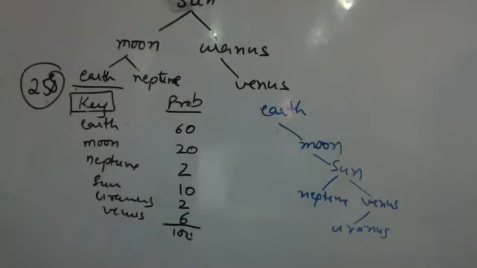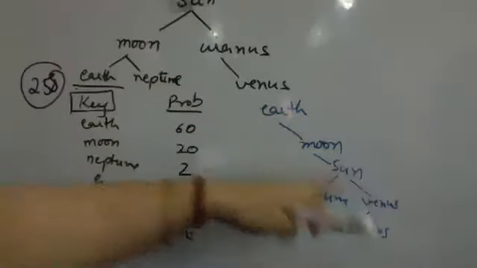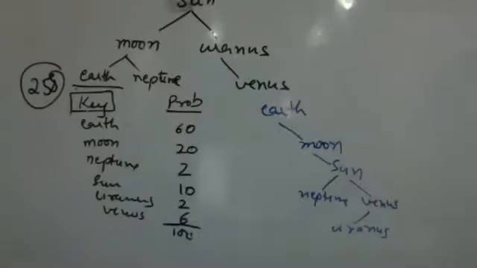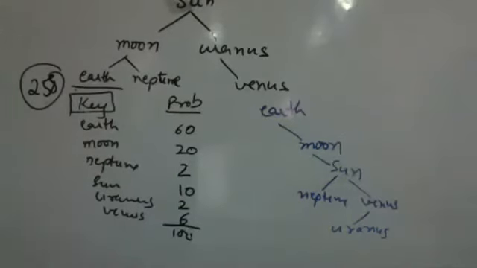So now the number of levels has increased from 3 to 5. The number of levels has certainly increased, but let us recalculate the cost of searching. Earlier the cost of searching was 258. Now let us recalculate it.